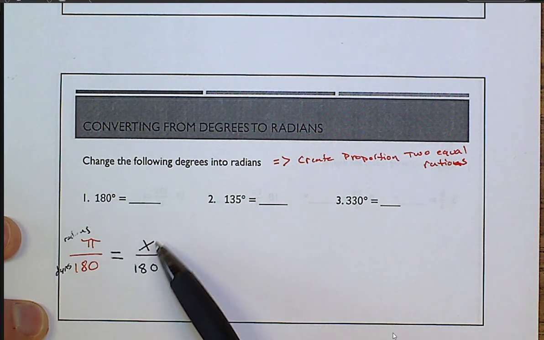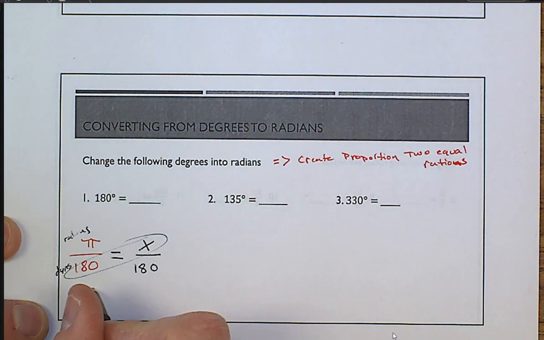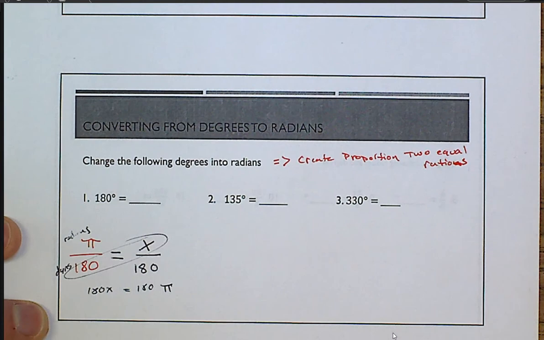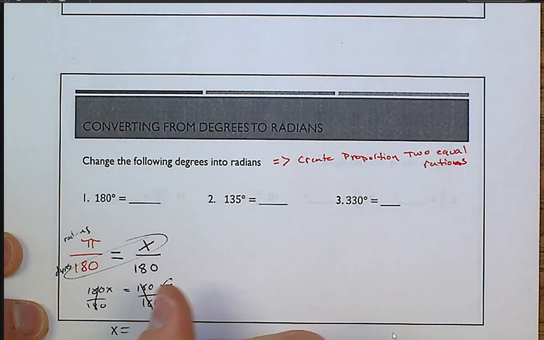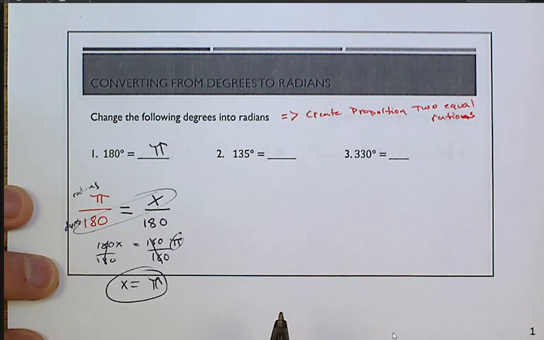And then how do you solve proportions? We always cross multiply. Okay, so we get 180x equals 180 pi. And what are we always solving for? We're always solving for x, so I would divide by 180 here. And my 180s would both cancel out, and I would be left with x equaling pi. And that makes sense because we know that pi is 180, from your unit circle that we just did a little bit ago, right?